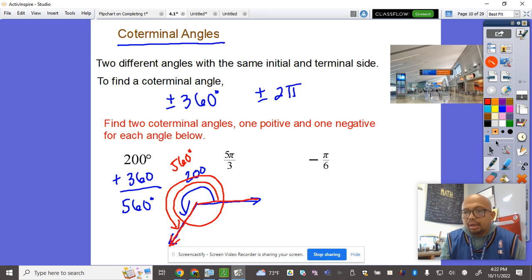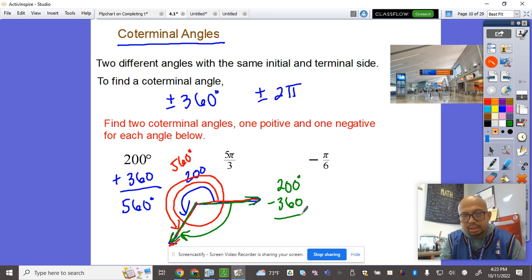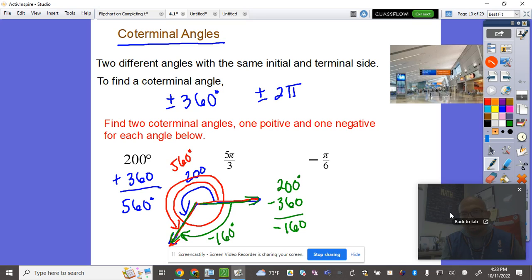When we do the negative, it will be the same thing. This is the initial side, that's the terminal side. It will be just this terminal side moving a quarter and a little bit more, in the negative direction. To get that one, it's 200 degrees minus 360, so it's going to be negative 160 degrees. Because it's negative, it moves clockwise, so that's why it's negative.